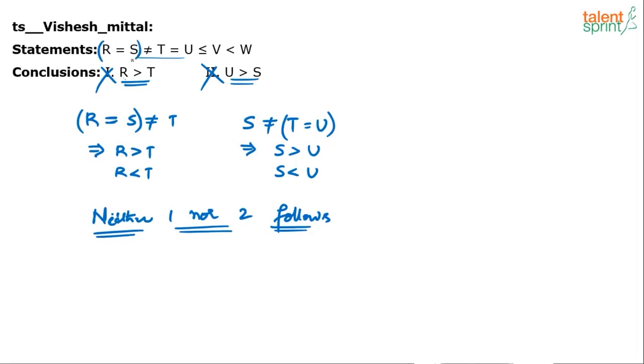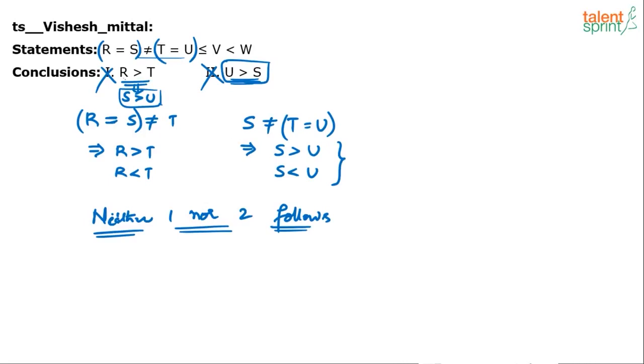We know that R is equal to S, so can I replace this R with S? Yes. So R greater than T can become S greater than T. We also know that T is equal to U, so can I replace this T with U? Yes. So R greater than T can also mean S greater than U, because I am replacing R with S and T with U. Now if you observe, conclusion 1 says S greater than U, conclusion 2 says S less than U, and that's what we know. S is either greater or less than U.